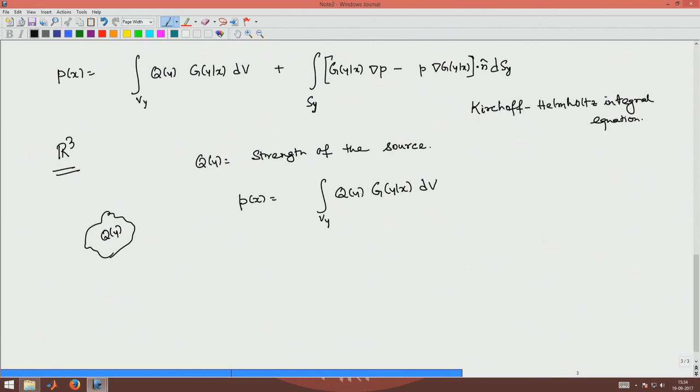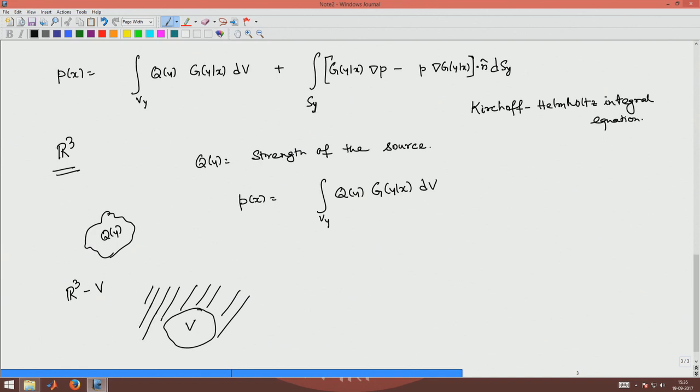Next, consider your region of interest to be in the zone which is R3 minus some quantity V. So, what I mean is that there is a space which is V, and you are interested to know what happens outside of this space.